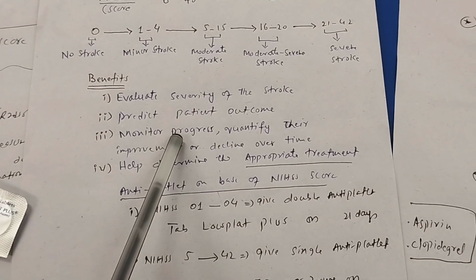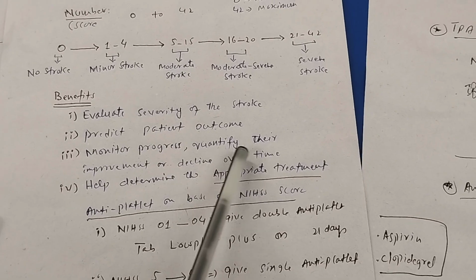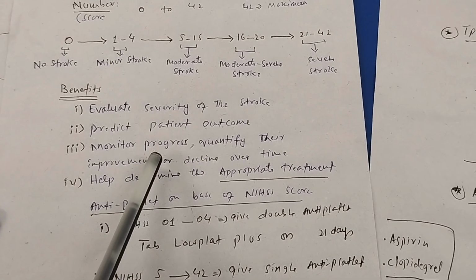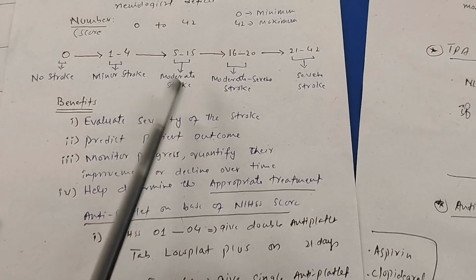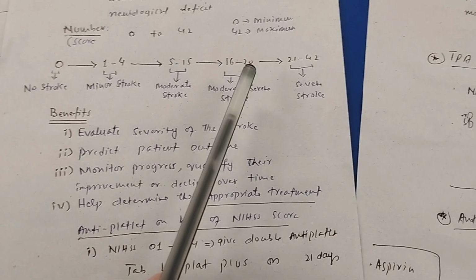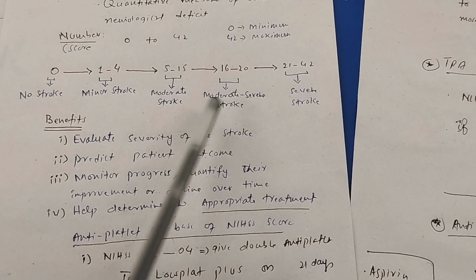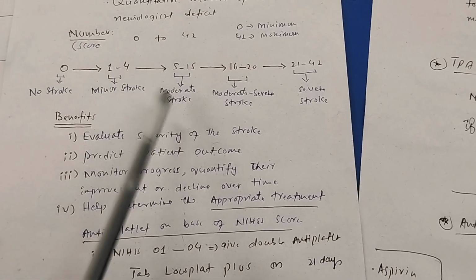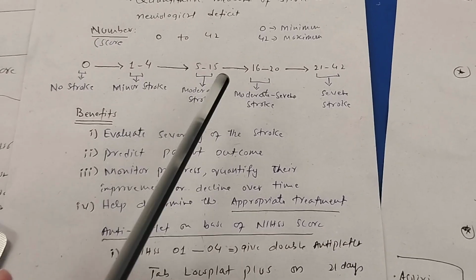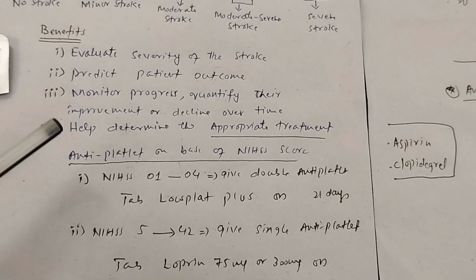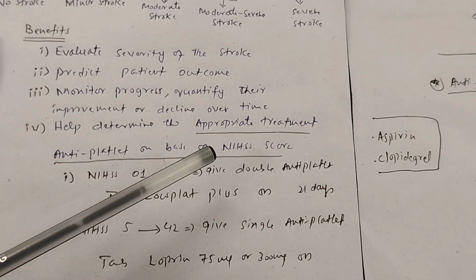It also monitors the progress, quantifying the improvement and decline. So it shows us the progress as well. If day by day the NIHSS is increasing, it means the patient is declining, going to more deficit. And if day by day the NIHSS score is decreasing, it means that the patient is improving. The last one is, it helps us determine the appropriate treatment.